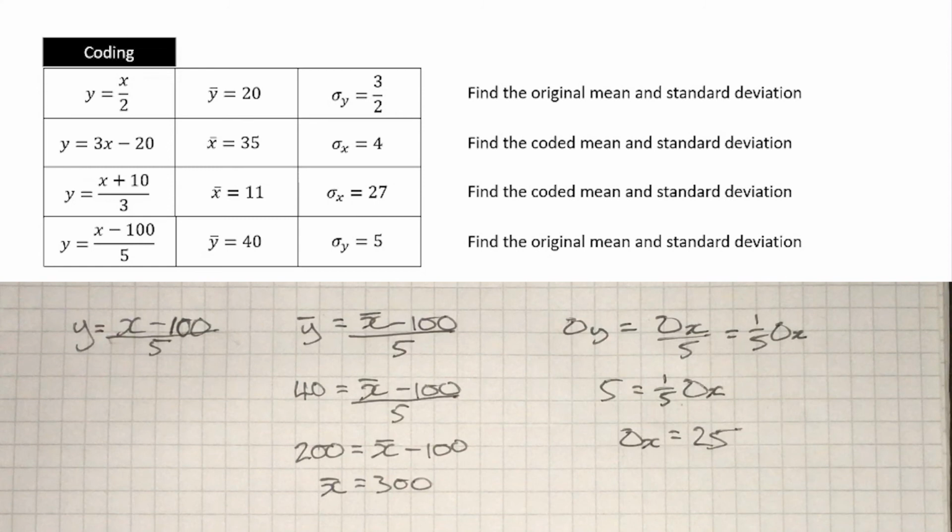Okay, so each time you have a coding question, you want to rewrite the coding formula specifically for the statistic you're working with. So either in terms of x bar and y bar, or in terms of sigma x and sigma y. Once you've done that, it really is just substituting and rearranging an equation.